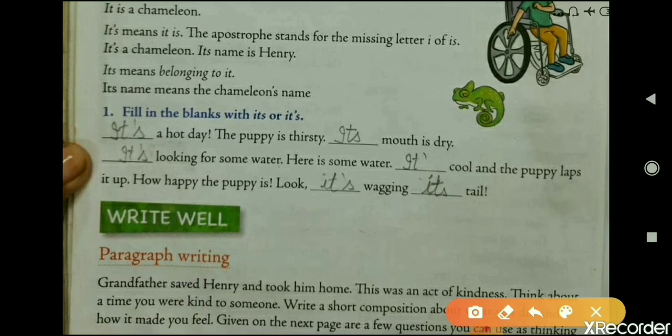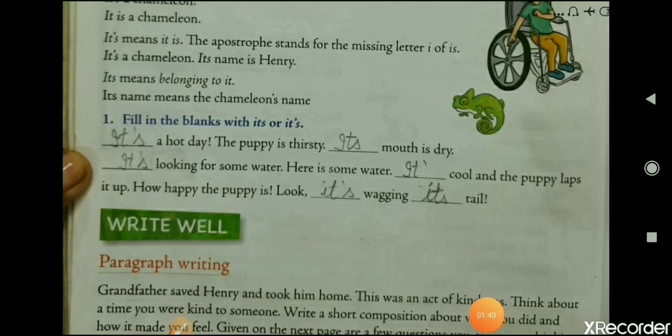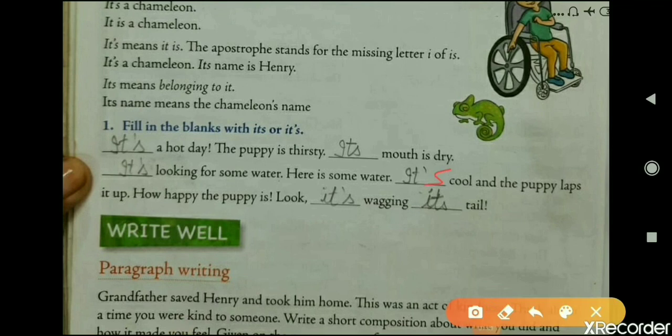Next one, dash looking for some water. So it is looking for some water. So here we have to use it apostrophe s. Here is some water. Okay. It's cool and puppy laps it up. So here you have to write down it apostrophe s.